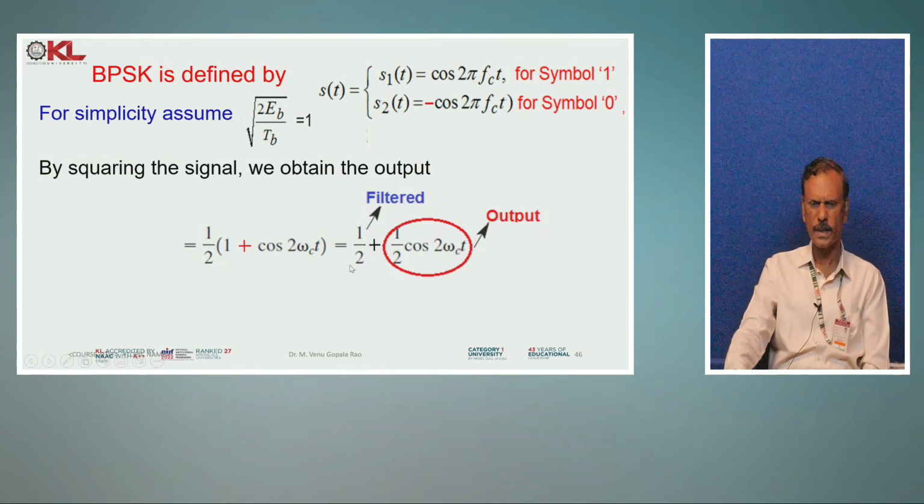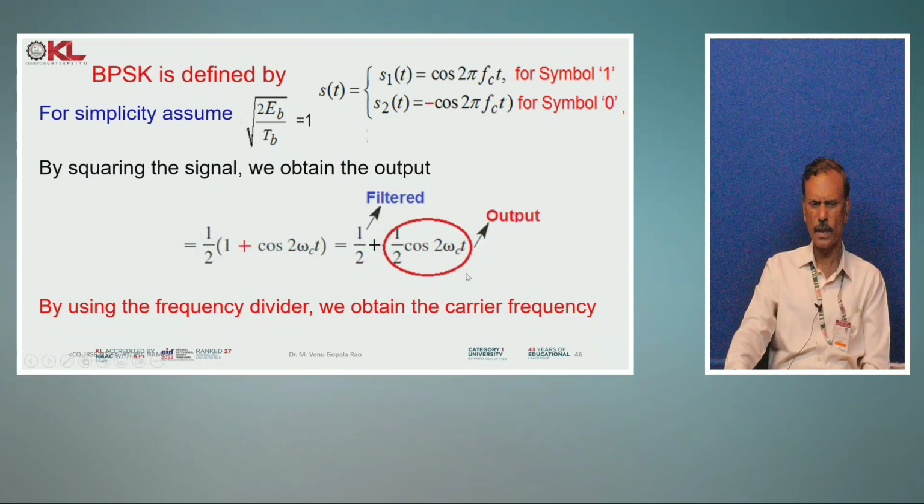The DC component will be filtered out, and we take half of cos 2 omega c t. We know that 2 pi fc t is omega c t, but here the output is two times the original carrier frequency. Since it is two times, we apply it to the frequency divider network, dividing by 2 to obtain the carrier frequency. This is the process of recovery of the carrier frequency from the received BPSK signal.